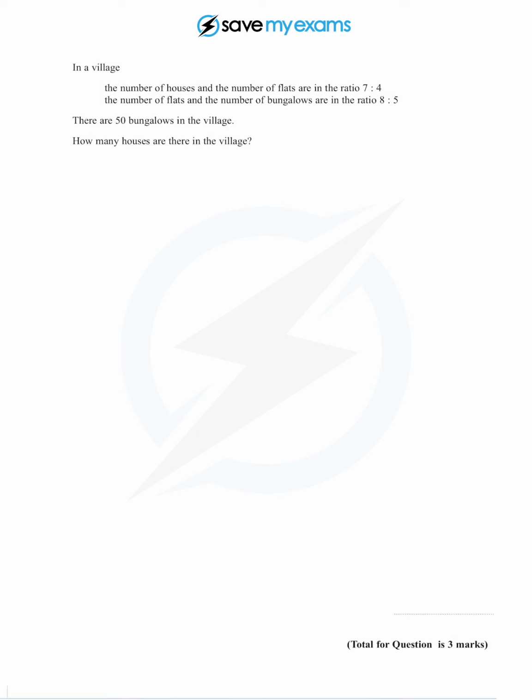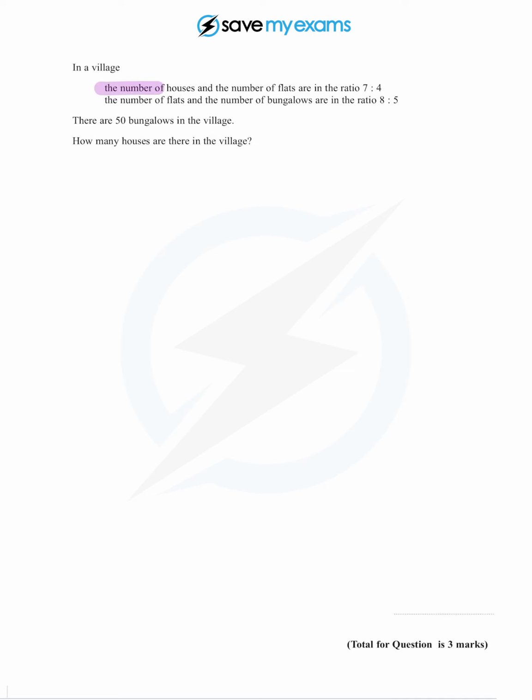So we have a village and we have a ratio of 7:4 for houses to flats. And we have another ratio, 8:5 for flats to bungalows. And we're told how many bungalows there are and we're asked how many houses there are. Well, this is obviously a ratios question. So let's write down the information we're given.